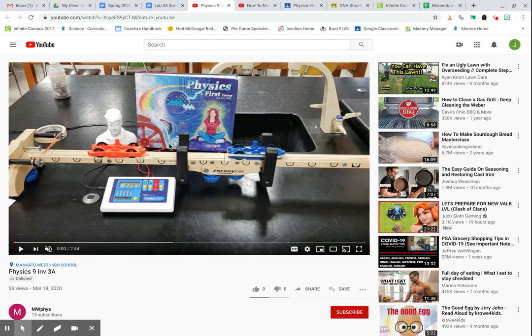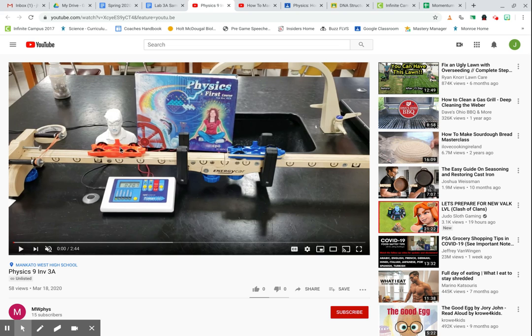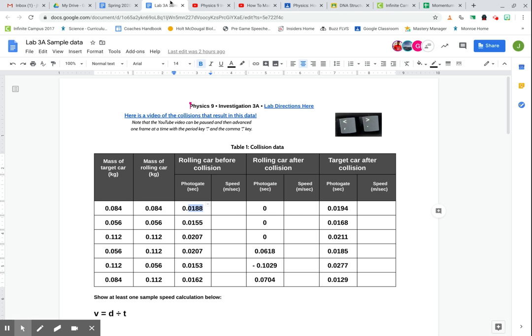So what we know is we can measure the speed of the car. When we're measuring the speed of the car through a single photo gate, we're going to use 0.01 meters. That's the distance for this little thing sticking up on the car. Then we're going to use the time right here. So this is the time. Here's my rolling car before the collision. Thus, this is the rolling car when it passed through this photo gate.